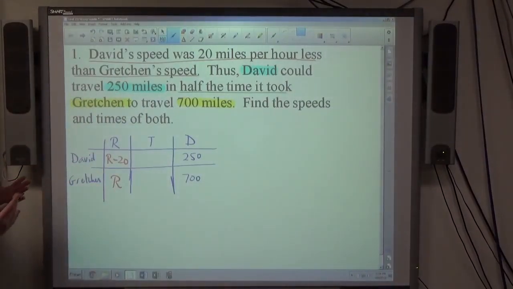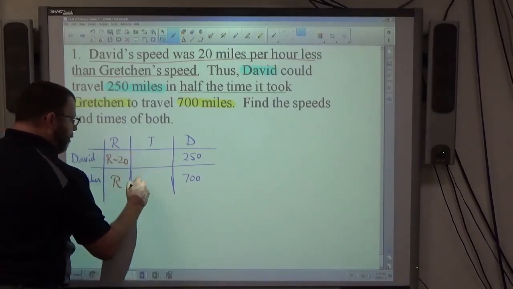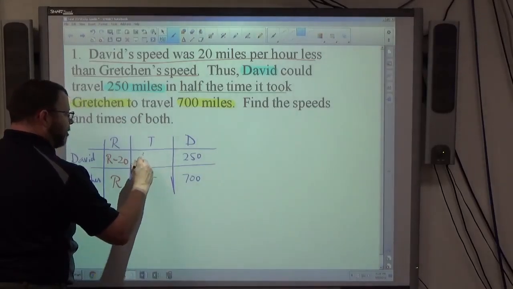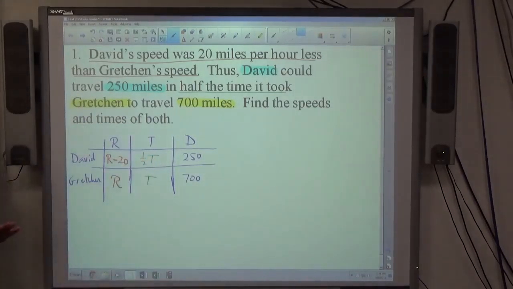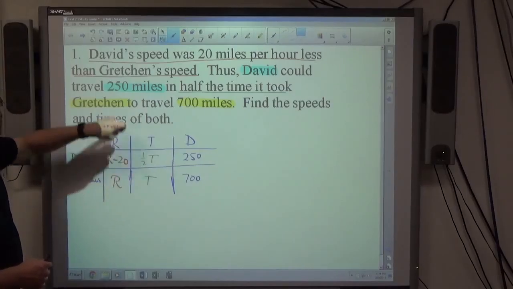Now, here's two ways of doing it. I'll show you the way I like better, but let me show you the way I don't like as much first. If David's half of Gretchen, if Gretchen's T, then David's half T. That's not the way I want to do it, because now I have to deal with fractions. Not that I can't handle it, but I prefer not to. As long as this is half as big as that, we're in good shape.